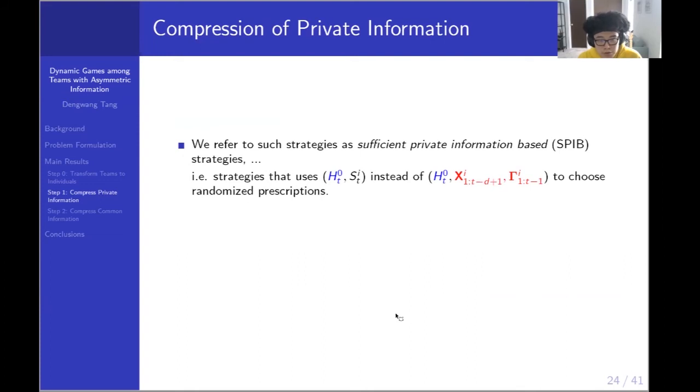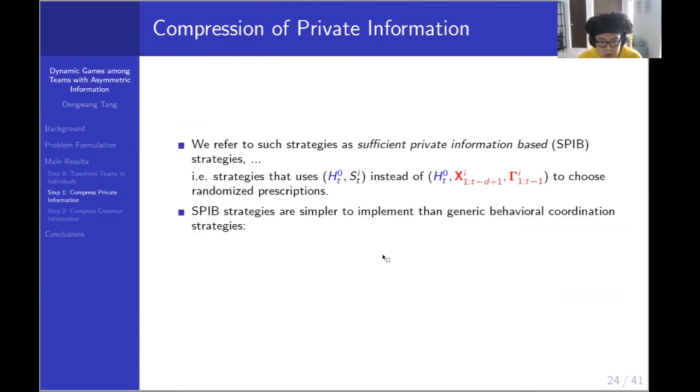So we will refer to such strategies as sufficient private information-based strategies. These are the strategies that use the common information and sufficient private information instead of common information and full private information to choose randomized prescriptions. These strategies are simpler to implement than generic behavioral coordination strategies for the following reason. The size of the sufficient private information does not grow with time.